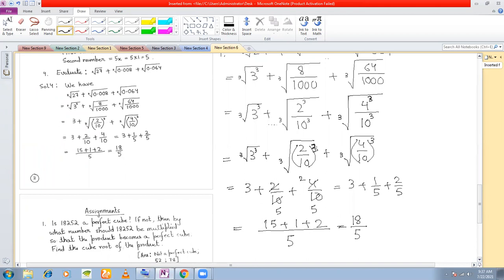You can leave the answer as a fraction, or if you want, you can convert it to decimal also. You can write it as a mixed fraction, 3 and 3 by 5, or you can also write this as 3.6. That's it. So that should be your solution. Clear with this? So I'll stop here for today. Yes, sir.